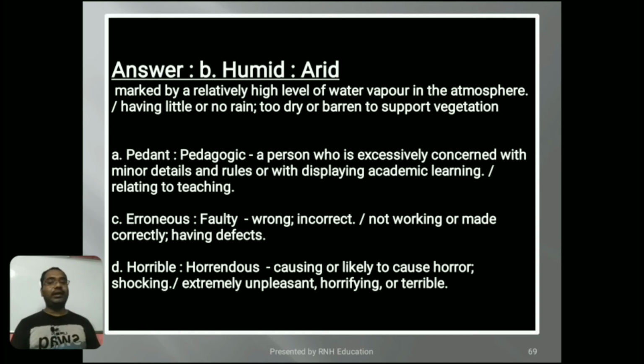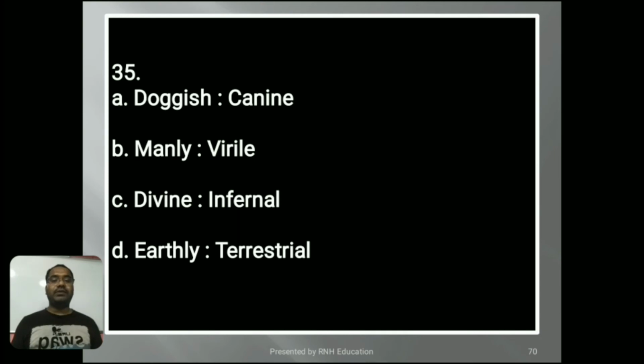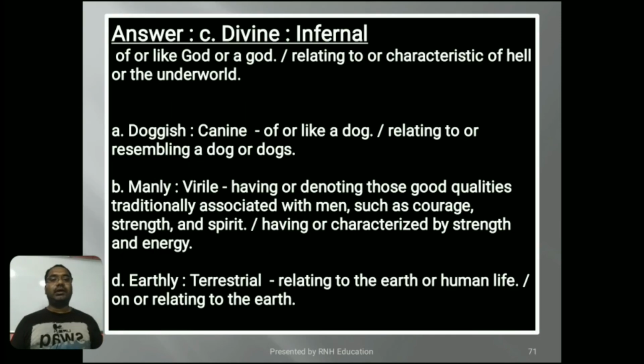Now going to the next question, that is question number 35. Options are A, doggish and canine. Option B is manly and virile. Option C, divine and infernal. Option D, earthly and terrestrial. Now check the answer section. Answer should be C, that is divine and infernal.